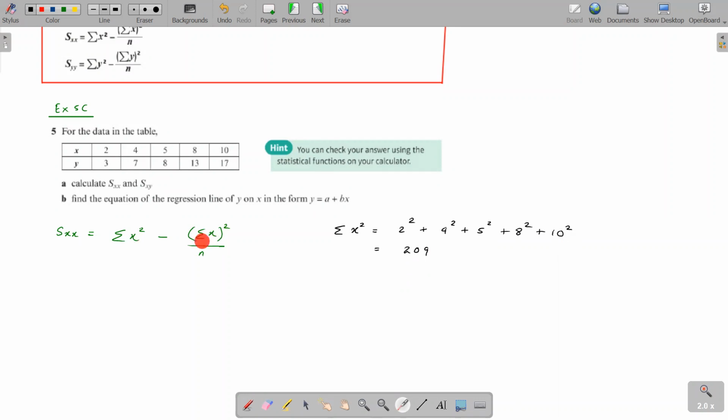The next one is sigma x, bracket, whole thing squared. So guys, first what you do is get sigma x, because inside the bracket you have sigma x. Sigma x is 2, 4, 5, 8, 10. So first you add all the x values. This is sigma x. Get the addition. What's the addition? So this is 29. Simply add it.